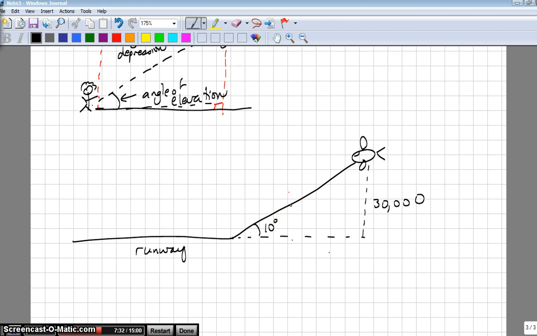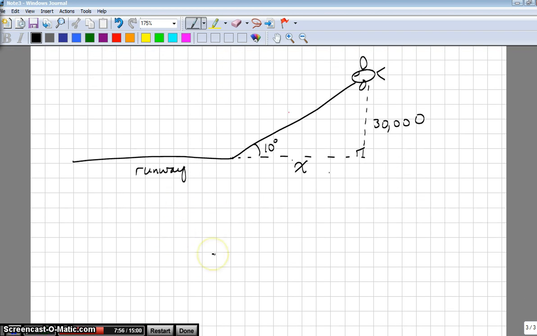And the question is, how far is the airplane, measured along the ground, from the airport runway? If the angle of elevation is 10 degrees, how far is the airplane away from the runway measured along the ground, which would be this part of the right triangle? To figure this out, we have to use our trigonometry. Since we have an angle of elevation of 10 degrees, looking from that angle, I have the opposite side, and I want to know the adjacent side. So I want the tangent ratio. So the tangent of 10 degrees is equal to 30,000 divided by x, opposite over adjacent.